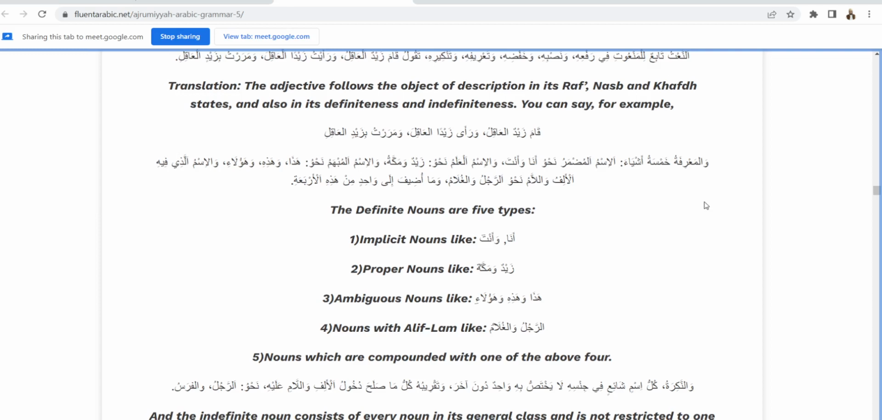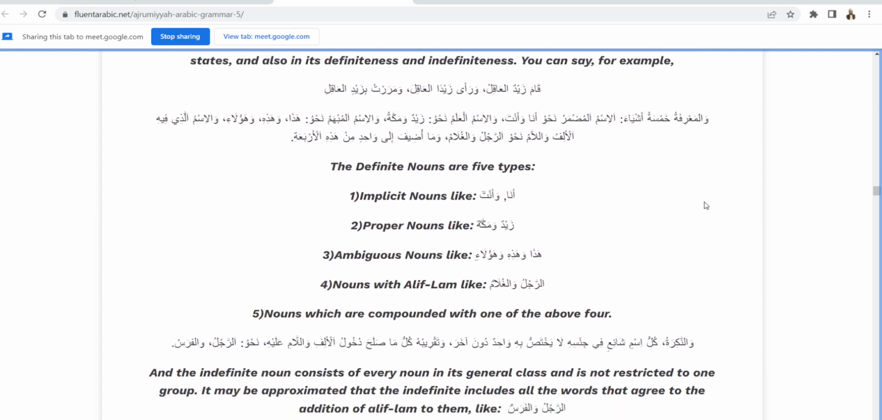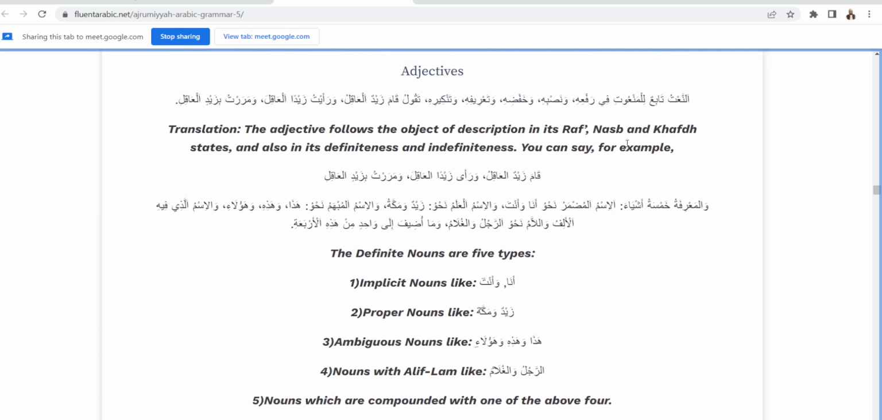قام زيد العاقل. Okay. والمعرفة خمسة أشياء. Then he started explaining about تعريف, because he said النعت تابع للمنعوت في رفعه ونصبه وخفضه وفي تعريفه وتنكيره. So he did explain what is the meaning of تعريف. Define, definite. Okay. Definition or defined nouns. What are they?